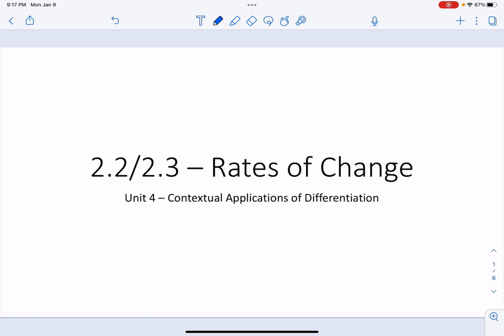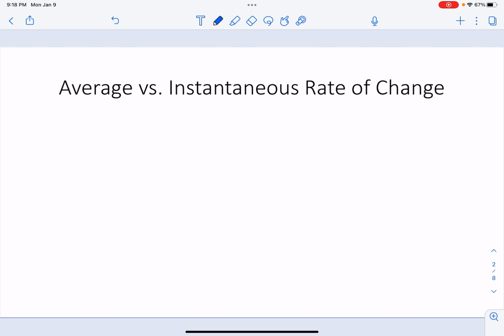In this video, I'm going to be talking about rates of change. And this is a really good application day of all of the work that we've been doing thus far with derivatives. Okay, average versus instantaneous rate of change.